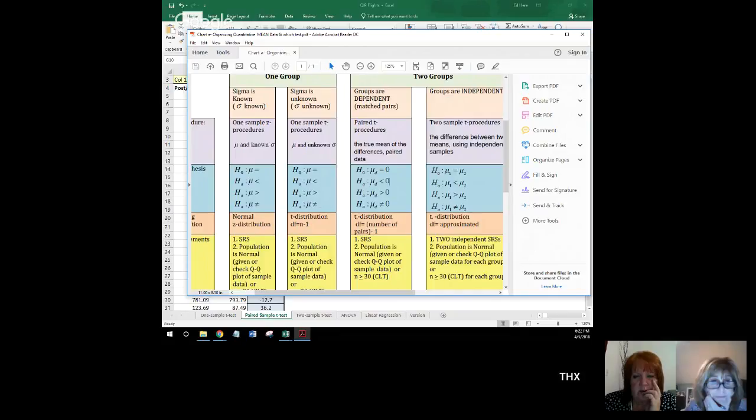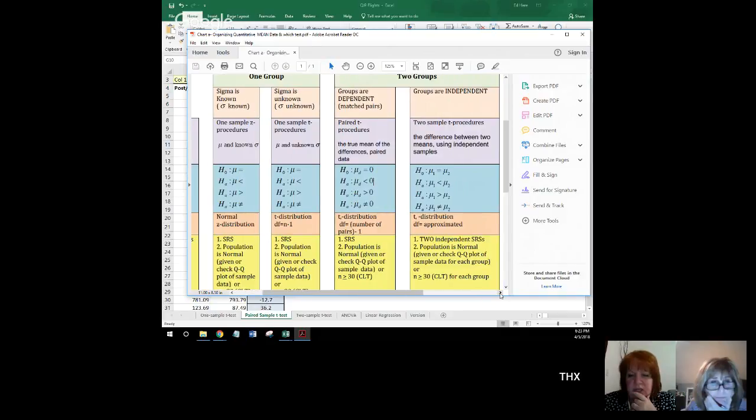Difference? Yeah, and these are dependent because they're using the exact same houses for the first appraiser and the same houses for the second. The houses are dependent. Yeah, because in the purple section, you read that the true mean of the differences is paired data. And in the other one, it's the difference between the 2 means using independent samples. And these were not independent samples, they were dependent. This was the same house.